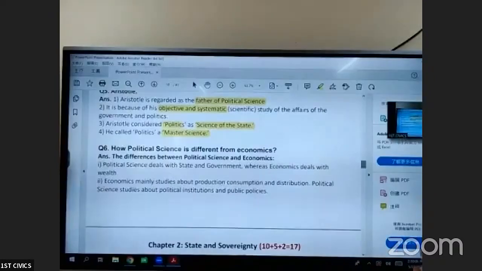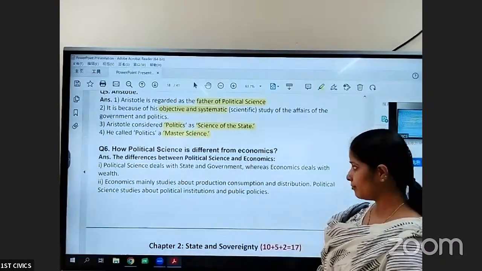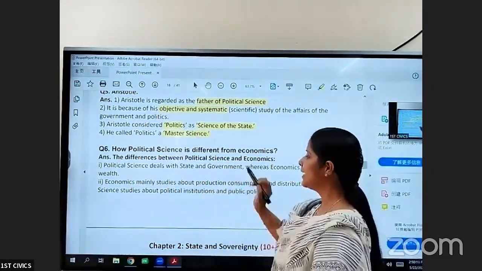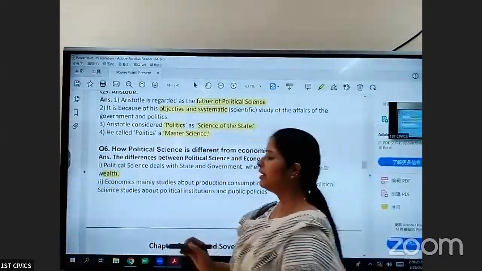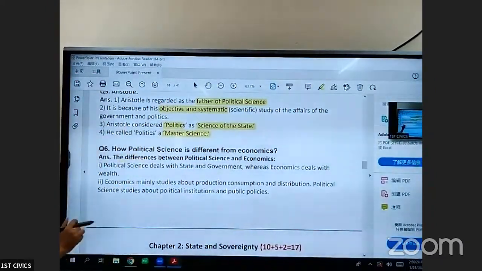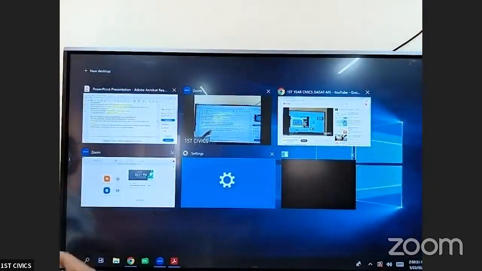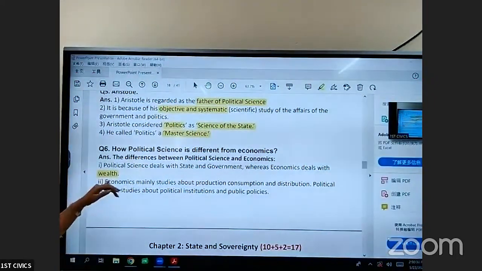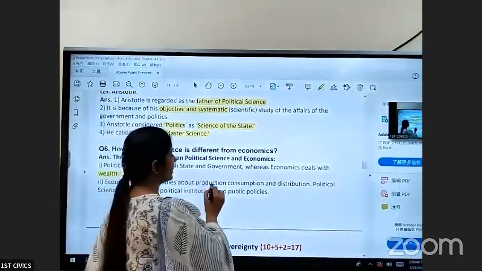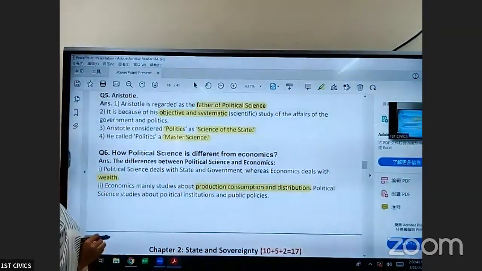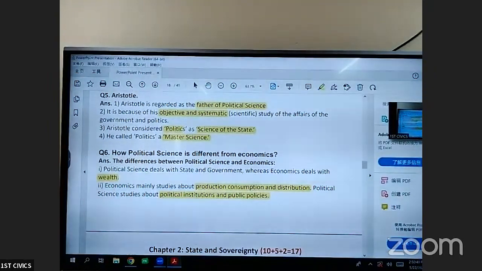Now, let us move to the next topic, that is how political science is different from economics. I explained this when I was explaining the relationship between political science and economics. Political science deals with the state and government, whereas economics deals with wealth. Economics mainly studies production, consumption, and distribution, whereas political science studies political institutions and public policies.